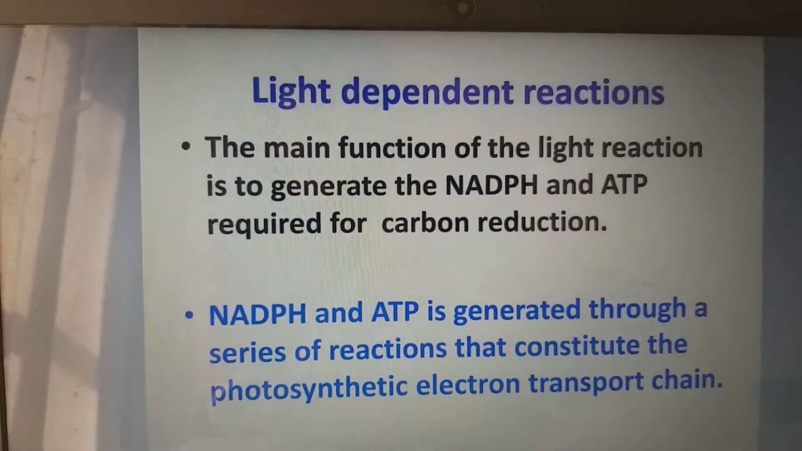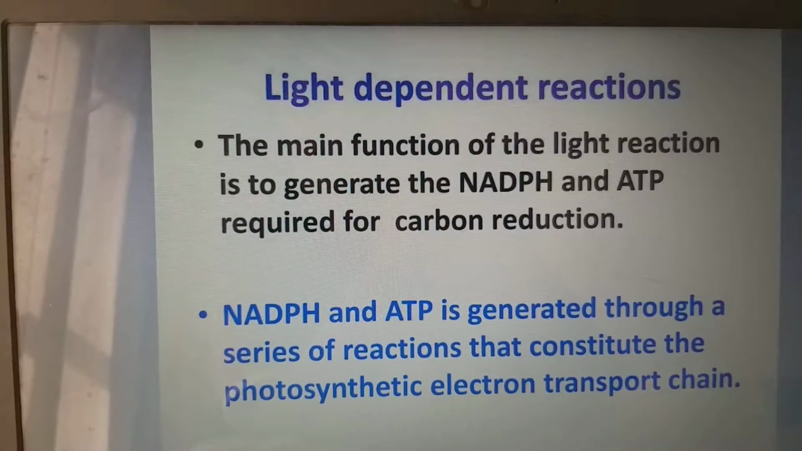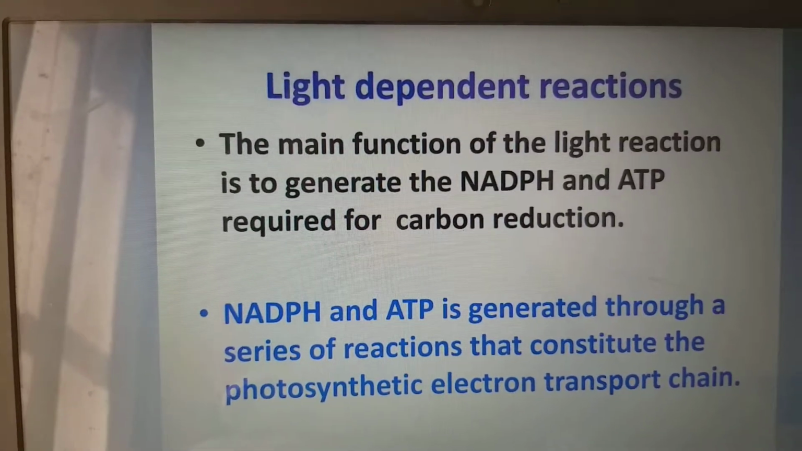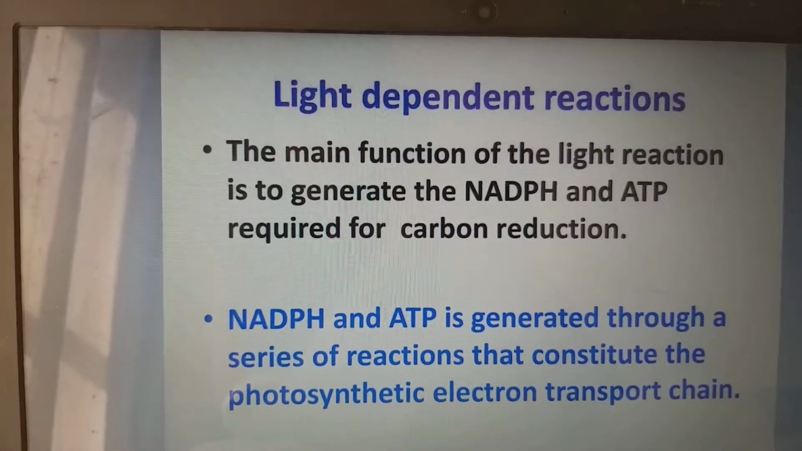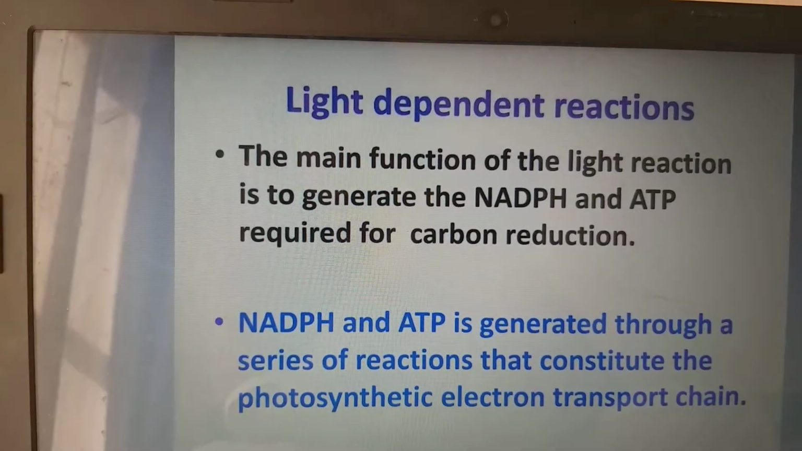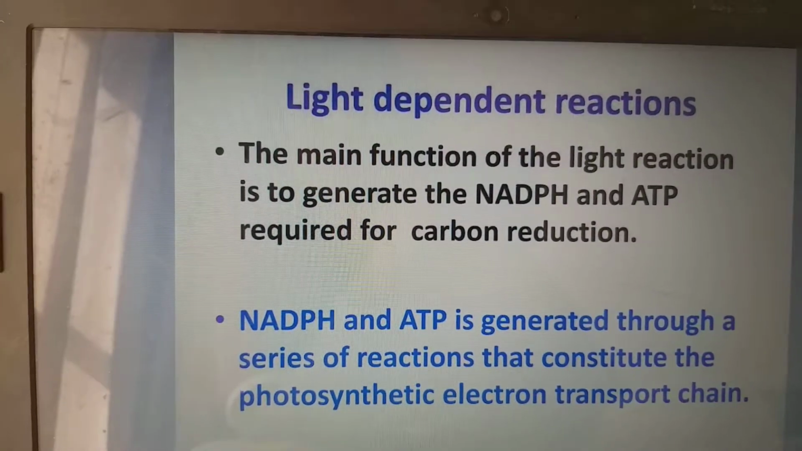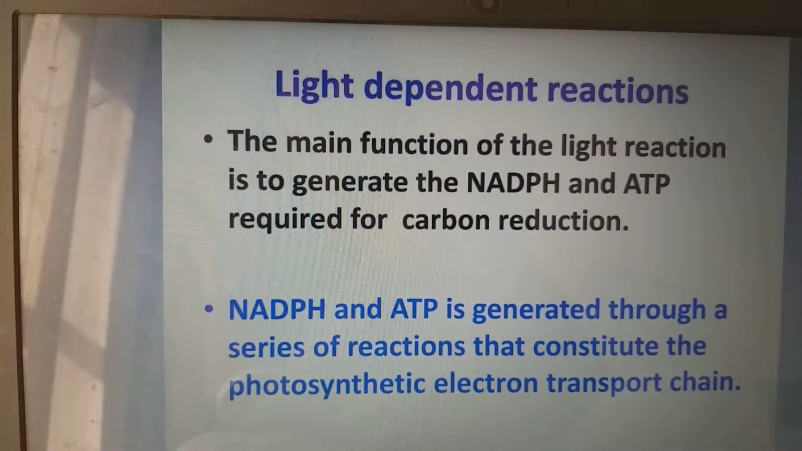In the light-dependent reactions, the main function of the light reaction is to generate the NADPH and ATP required for carbon reduction, nothing but adding hydrogen to the carbon for the formation of glucose. NADPH and ATP are generated through a series of reactions that constitute the photosynthetic electron transport chain.